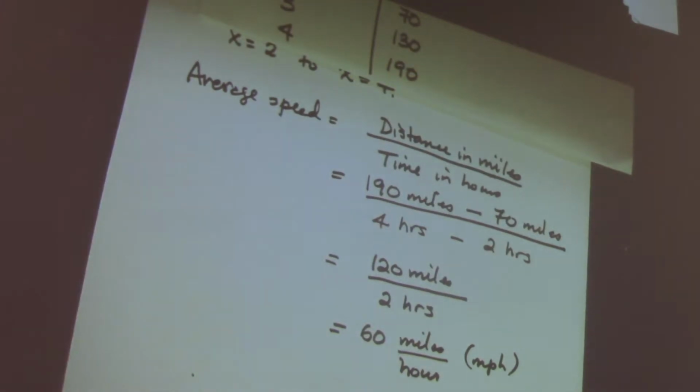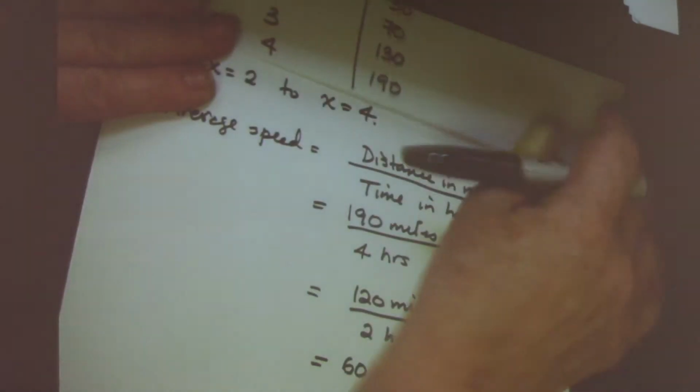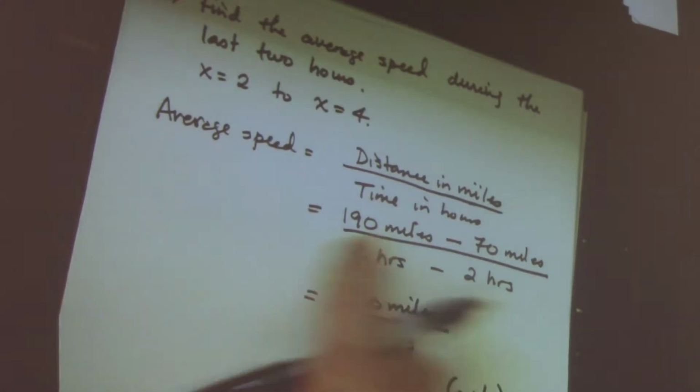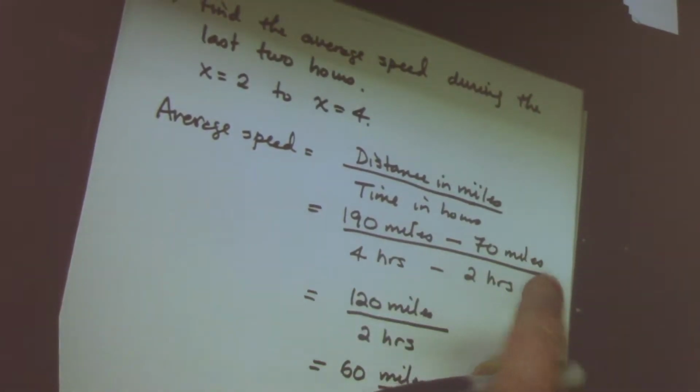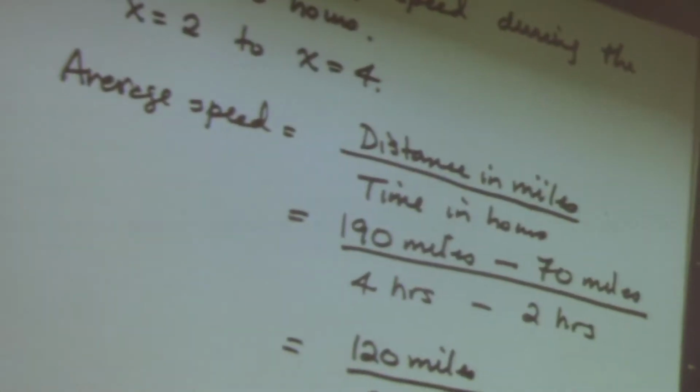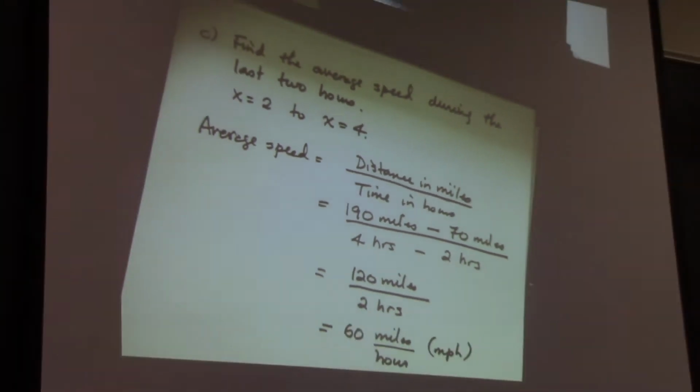Okay, so definitely we were able to speed up during the last part of the trip. The first hour we were only going 30 miles per hour, now we're going 60 miles per hour on average during the last 2 hours. Now I want to look at this quantity here, this 190 miles minus 70 miles over 4 hours minus 2 hours, and write it in a way so that we can generalize, okay?